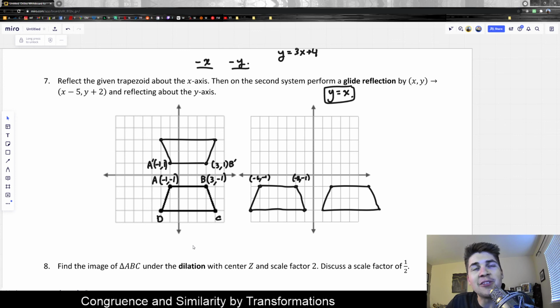Anyways, in the next video, we'll talk more about dilations and then follow that up by talking about tessellations of the plane.